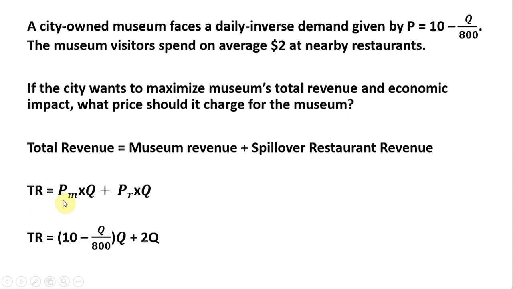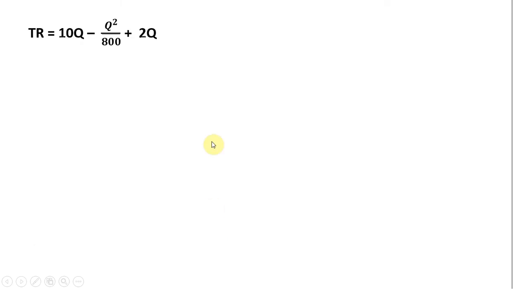So total revenue is the inverse demand times the quantity of museum tickets plus the $2 spillover effect multiplied by the number of museum tickets. Substituting in for the inverse demand for the museum, put in 10 minus Q over 800. That's all multiplied by Q. We'll simplify this by multiplying Q through by what's in parentheses. So total revenue equals 10Q minus Q squared over 800 plus 2Q.